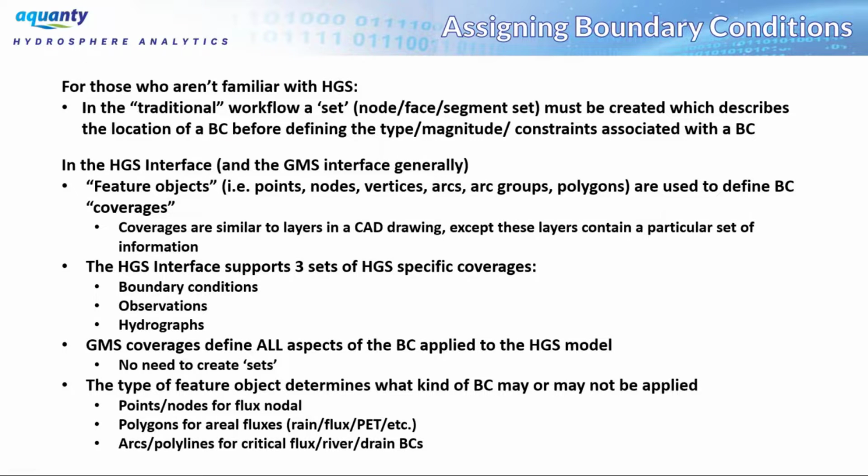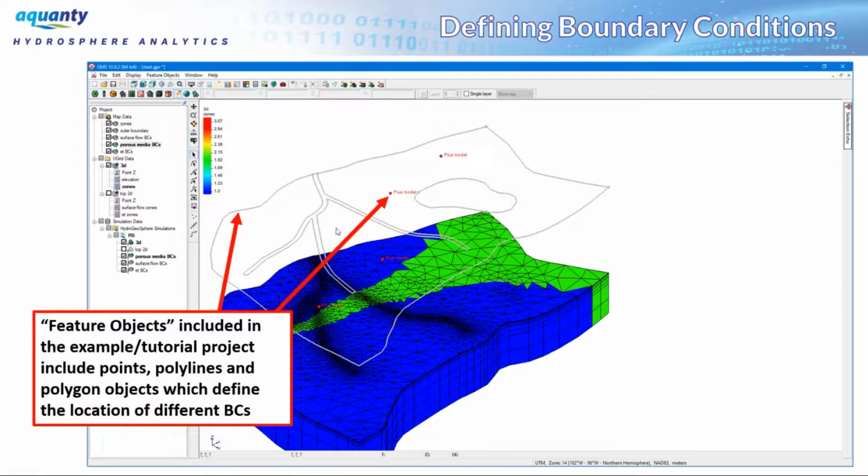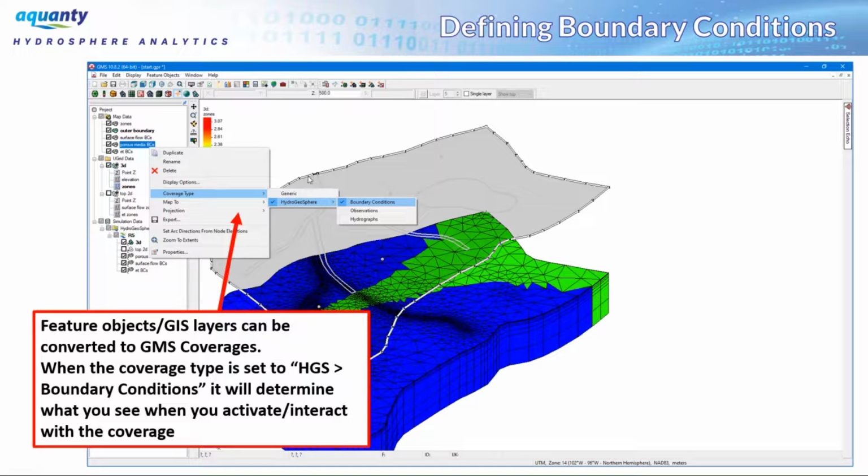And so I think we have some images showing that here. What's shown here is just basically a GIS data object, right? A polygon shape file that has a couple of internal polygons and different polylines to delineate different property zones. We've got some points data files or point coverages that delineate the locations of some pumping wells. That's what these red flux nodal dots are. If we were to click on one of those dots after having defined the coverage type as a boundary condition, it will automatically determine what kind of boundary conditions are actually available to us.